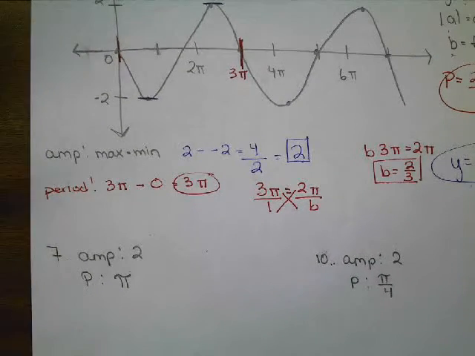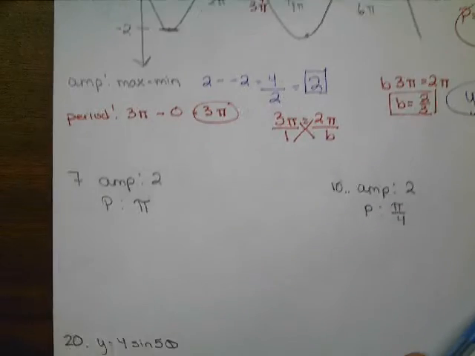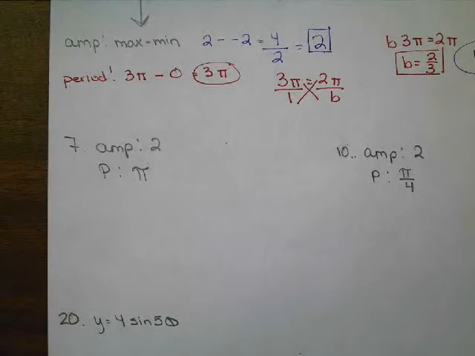The next problems we're going to do are 7 and 10. On 7 and 10, the directions tell us to sketch a cycle of the sine curve and write an equation for each graph. Now I'm going to skip sketching the graph because we don't need to do that, but we're going to figure out how to write these equations first. And then we're going to do a problem later where we sketch the graph.